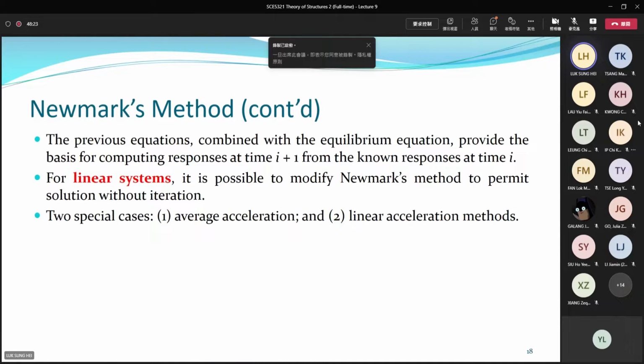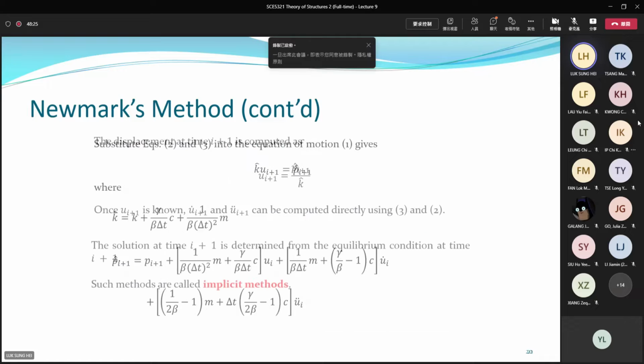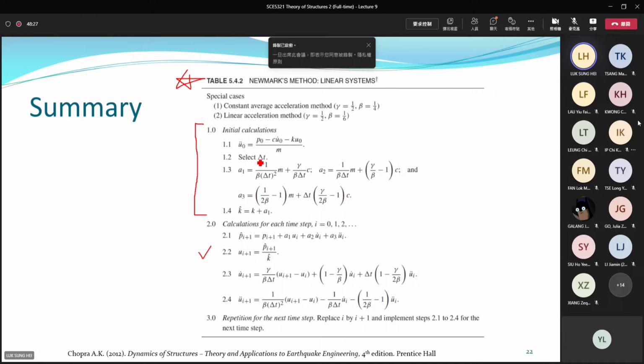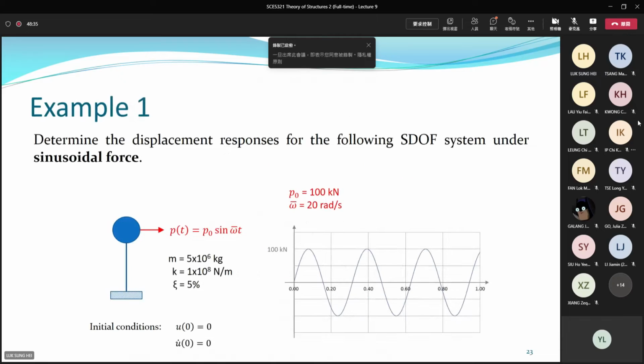If you have time, you can also implement Newmark's method in Excel or in the programming language that you are familiar with. I believe that some of you have learned C++ before. You may also use it if you like. Some example to just illustrate how you can use numerical method. Just some example that you know how powerful they are.